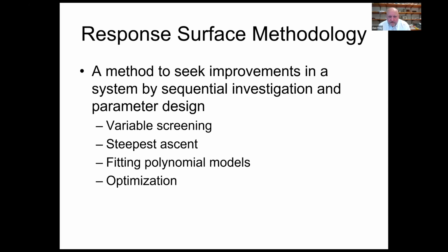The first part of response surface methodology is called variable screening, in which you reduce the number of variables that you're dealing with down to just a handful of the most influential ones. Then steepest ascent, trying to move toward better regions in the space available to the designer. Fitting of polynomial models, that is, making some smooth approximation to the system's response, and then using those mathematical surrogates to do optimization. And let me say a little more about that.